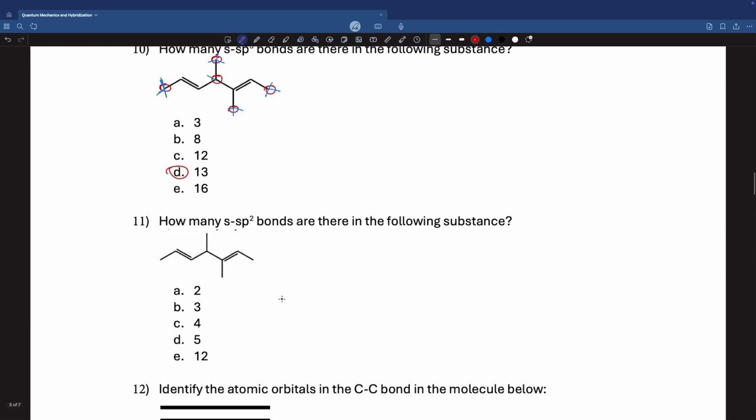And the next question is asking you something almost the same, but a little different. And so S probably again means hydrogen, and sp2 just means sp2 hybridized carbons. And so we should go ahead and maybe circle all our sp2 hybridized carbons. So we only have 4 of them. And then we'll draw out how many hydrogens we have connected to these carbons. So we have 1, 2, and 3. So that means we only have 3 sp2 bonds in the structure.